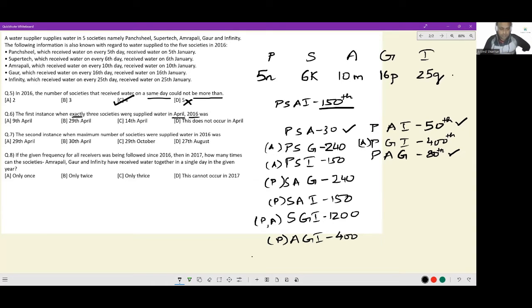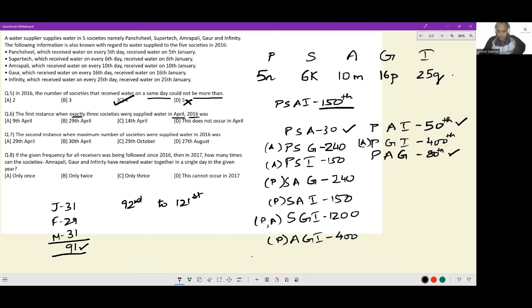Now, April 2016. Jan has 31 days. February will have 29 days. Remember, this is 2016, so leap year. And March will have 31 days. So 91 days have passed up until the end of March. If we are looking for April, we'll go from the 92nd day to the 121st day of the year.